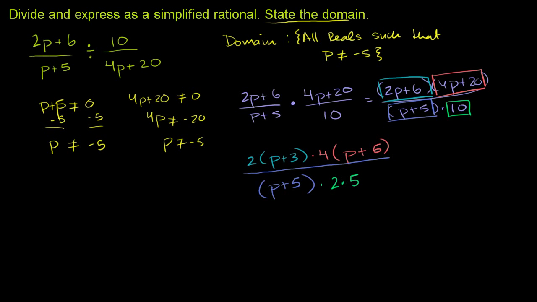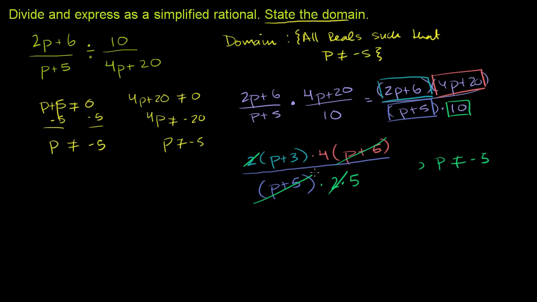Now let's see what we can simplify. And of course, this whole time we have to add the caveat that p cannot equal -5. We have to add this restriction on the domain in order for it to be the same expression as the one we started off with. Now, what can we cancel out? We have a 2 divided by a 2. Those cancel out. We have a p plus 5 divided by p plus 5. We know that p plus 5 isn't going to be equal to 0 because of this constraint, so we can cancel those out.